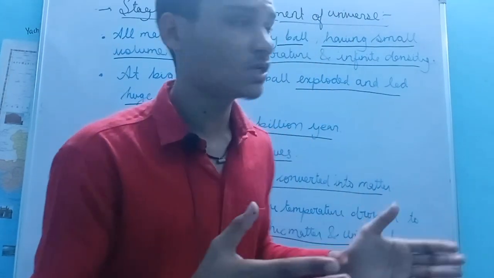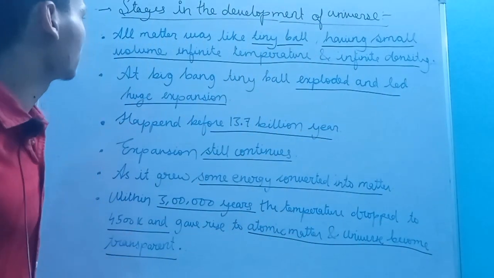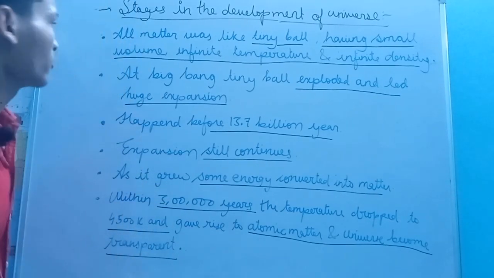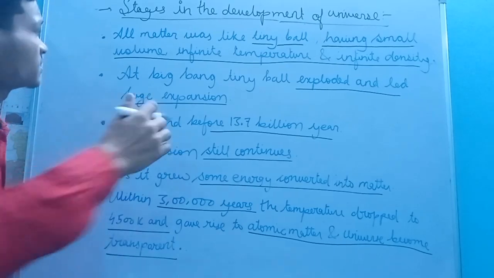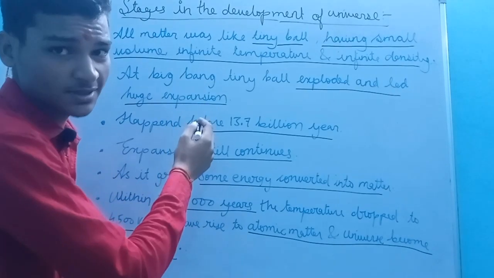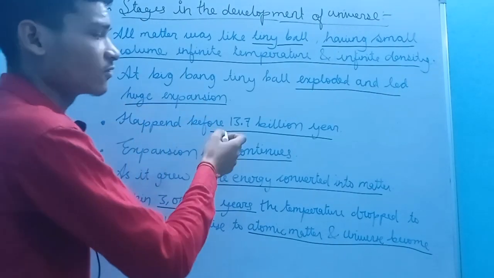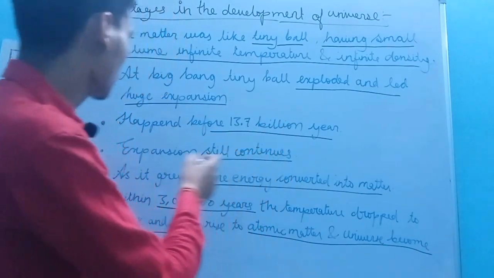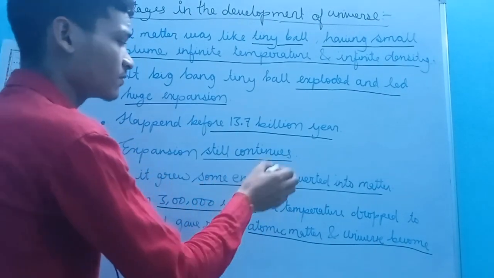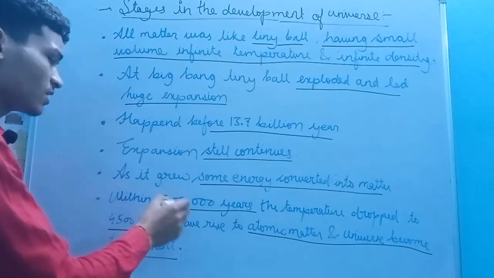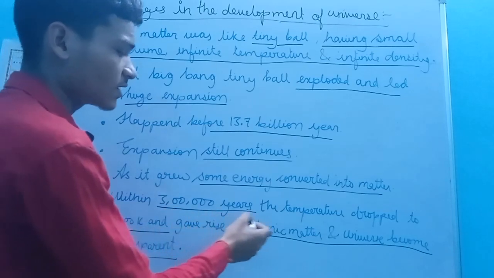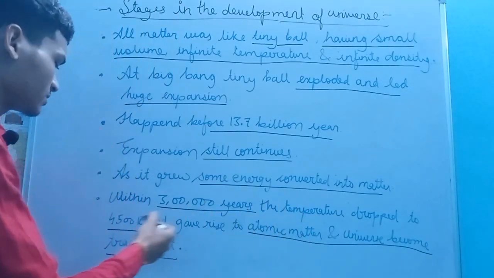So please note it down. I have already written all this. All matter was like a tiny ball having small volume, infinite temperature and infinite density. At the Big Bang, the tiny ball exploded and led to huge expansion. It happened before 13.7 billion years ago, and expansion still continues. As it grew, some energy converted into matter, and within 3 lakh years the temperature dropped to 4500 kelvin and gave rise to atomic matter, and the universe became transparent.